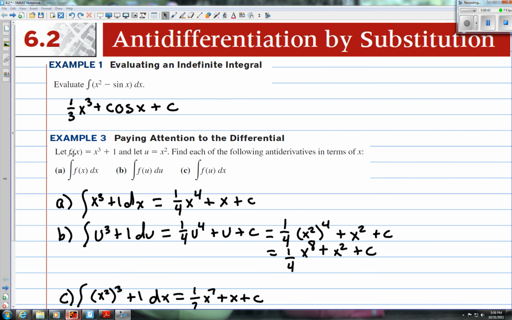In this case, we let f of x equal x to the third plus 1 and let u equal x squared. We want to find each of the following antiderivatives in terms of the variable x. So all the answers will end up having x's. None of them will end in any sort of u.